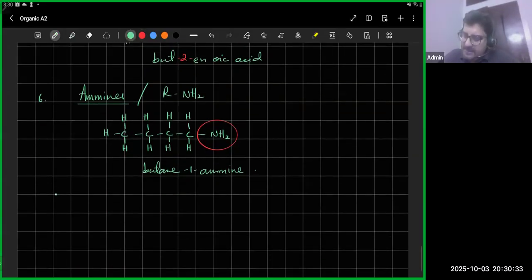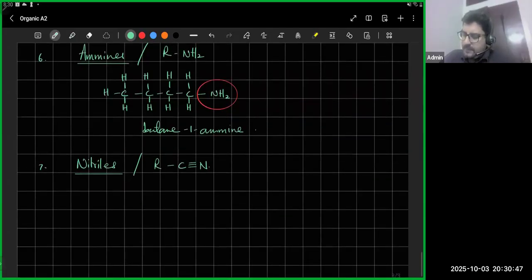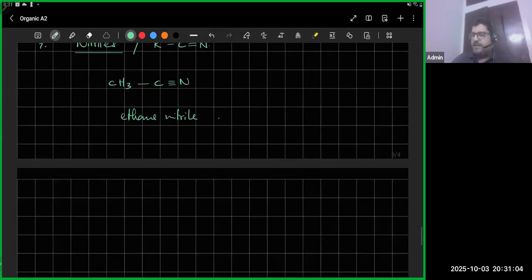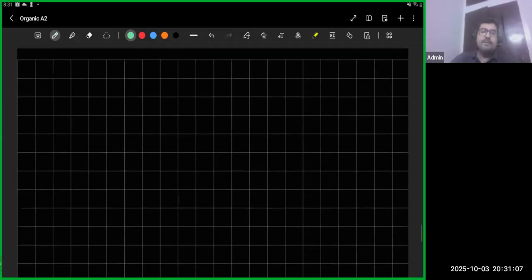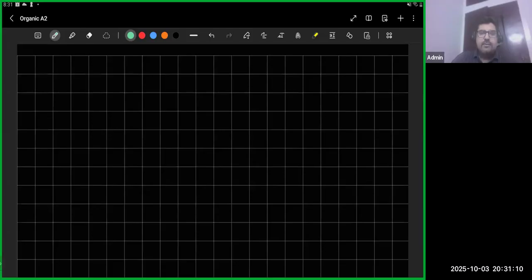Number 7 is that you've got nitriles. What are they? If you have a molecule which has this CN, you're just going to call it ethanenitrile. Okay, so we're done with the basic compounds and the naming. There are obviously some more compounds left, which we're going to do later on as well.